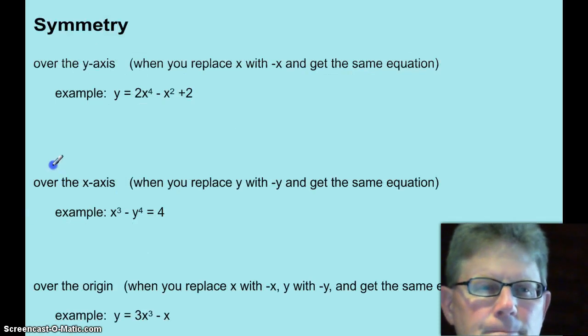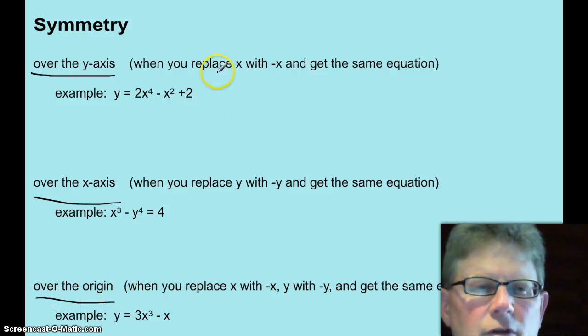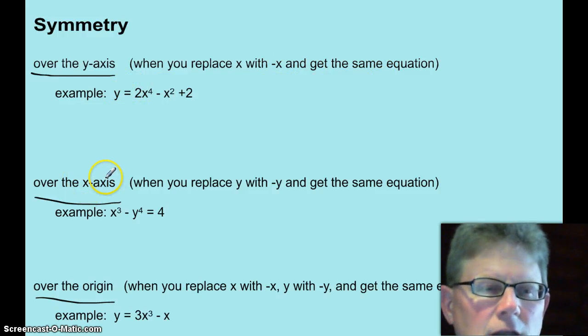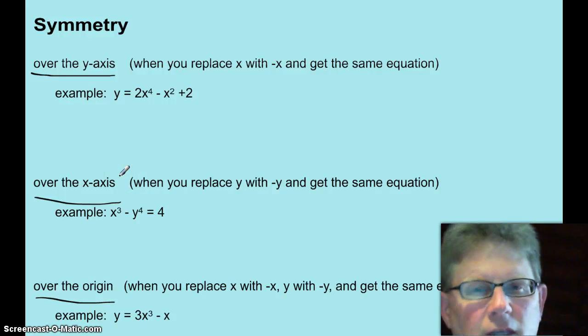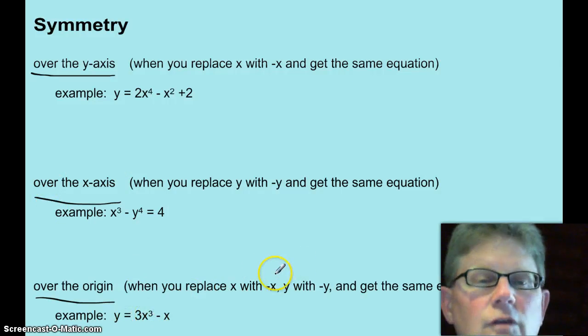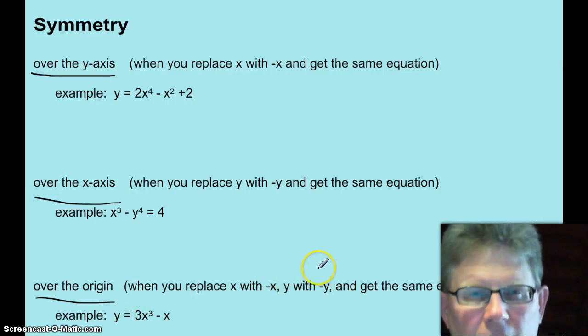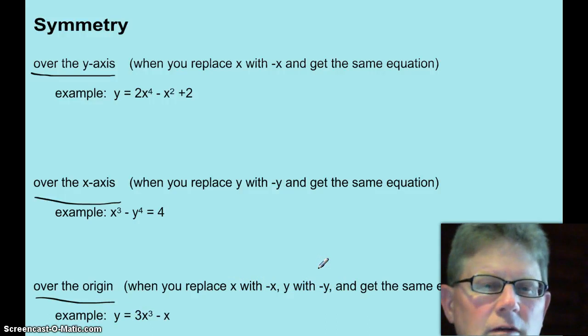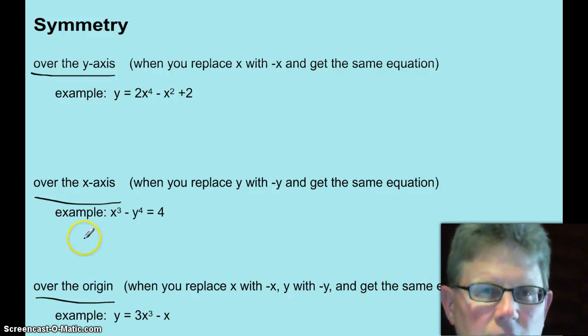Okay, symmetry. Symmetry can be over the y-axis, over the x-axis, or over the origin. To find it over the y-axis, replace x with -x and get the same equation. To find it symmetric about the x-axis, replace each y with -y and get the same resulting equation. And for it to be symmetric over the origin, replace both x and y with negatives and find out that you have the same equation.